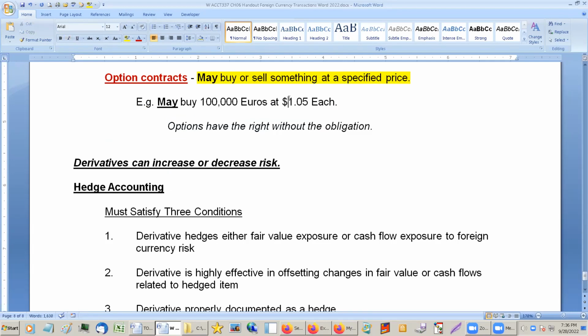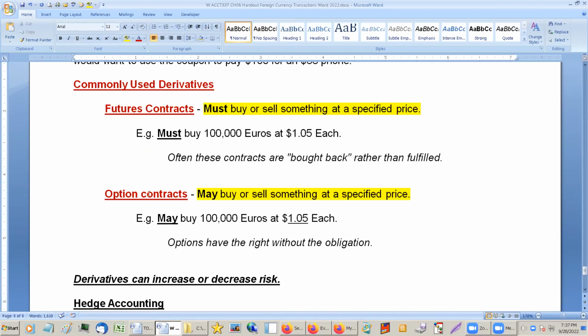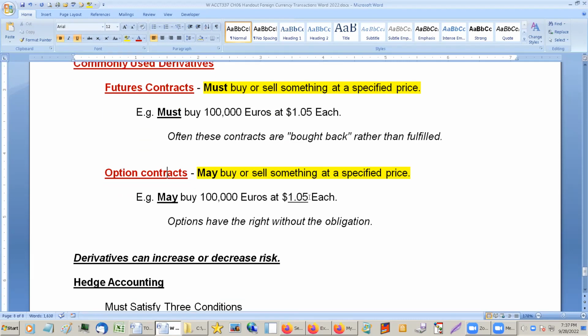So if the price of the euro is more than $105, you probably use this. Let's say euros are 110. Well, you can buy them for 105. But if the euros are at, say, 99 cents, well, you don't want to pay $1.05 for euros that are only worth 99 cents. You just don't use the option. So futures contracts and options contracts are two commonly used derivatives. And they can be used for many different things: stocks, currencies, bonds, all kinds of things.